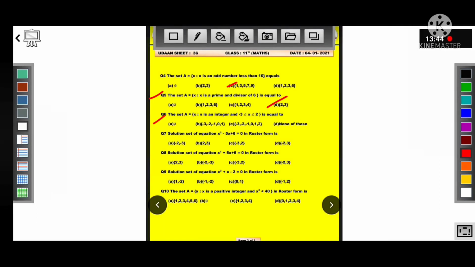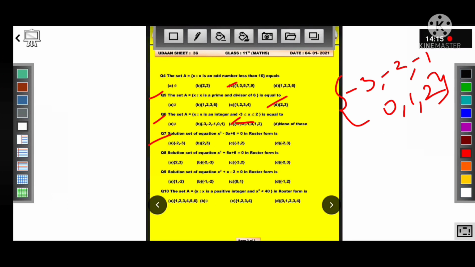Sixth question. The set A = {x : x is an integer and x lies between minus 3 to 2} is equal to {minus 3, minus 2, minus 1, 0, 1 and 2}. So C is the right option for this.